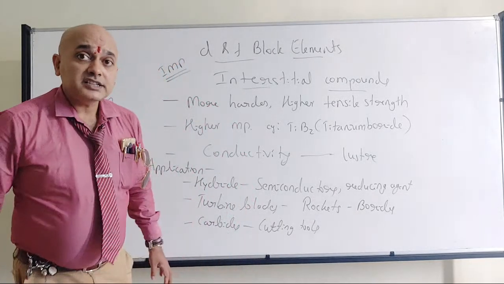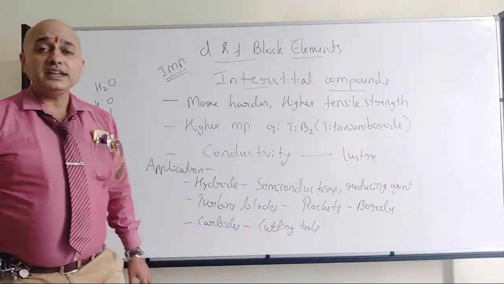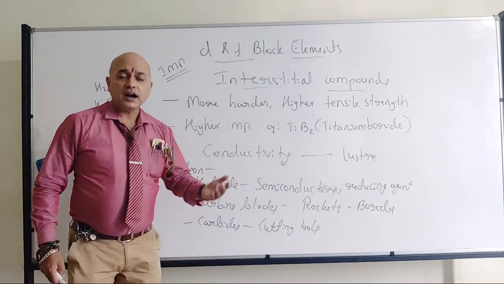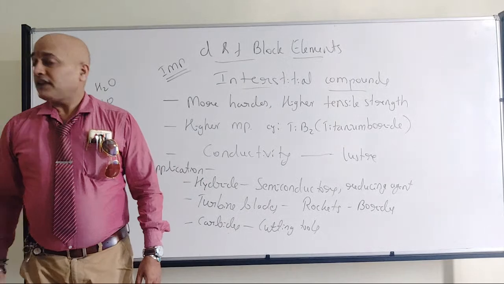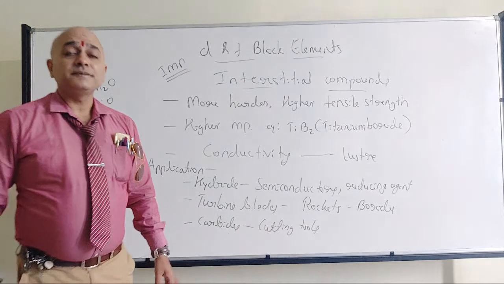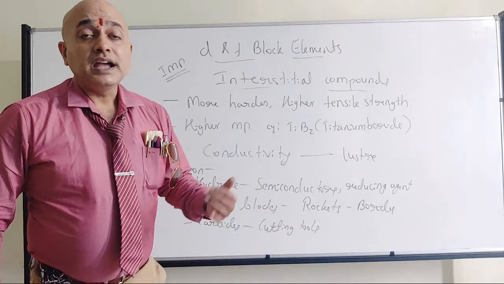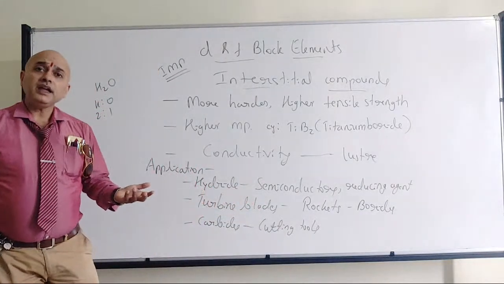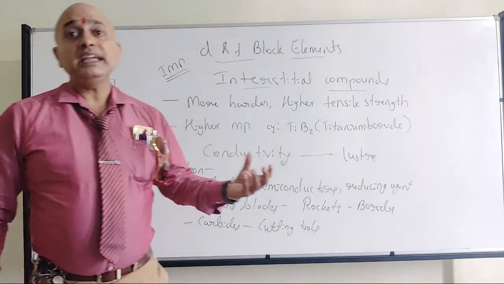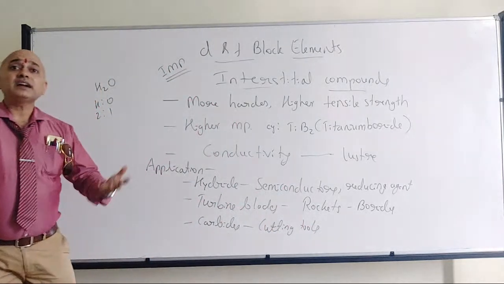So what do you mean by interstitial compound? These are the compounds which result from the combination of transition metals with smaller elements like hydrogen, carbon, boron, etc. If it is the combination with hydrogen, then it is called hydrides. If it is in combination with carbon, it is called carbides. And if it is in combination with boron, it will be borides. That is because hydrogen, carbon or boron will have the negative oxidation state. Therefore, they are called hydrides, borides and carbides.